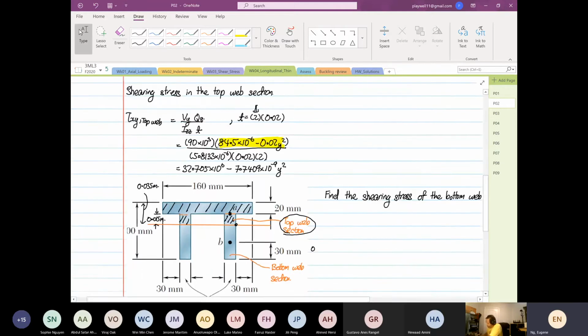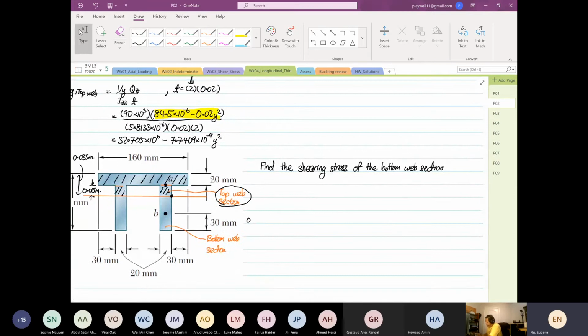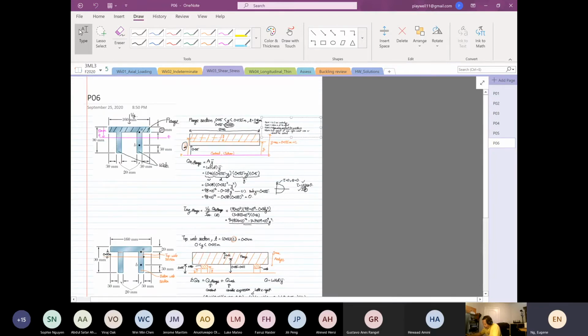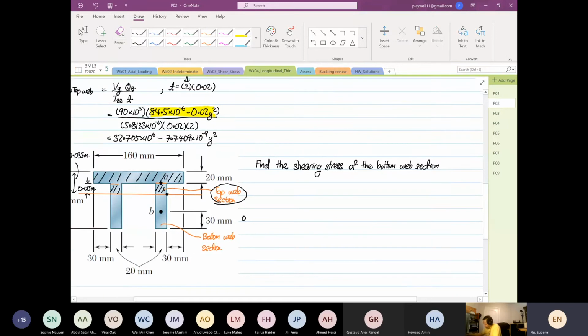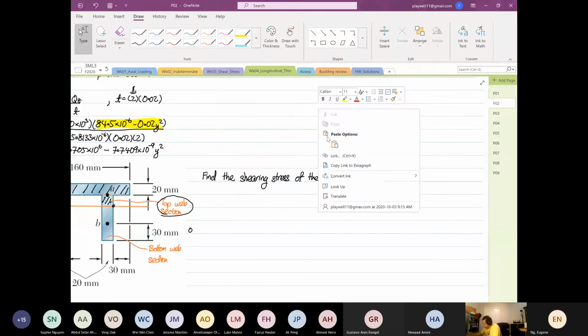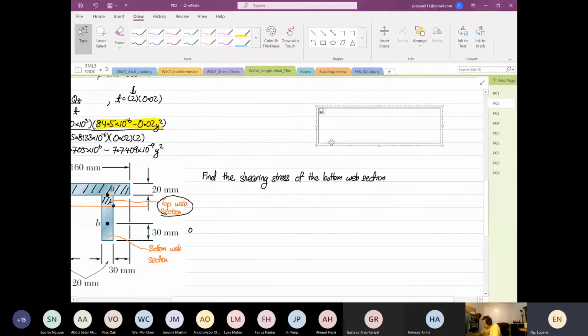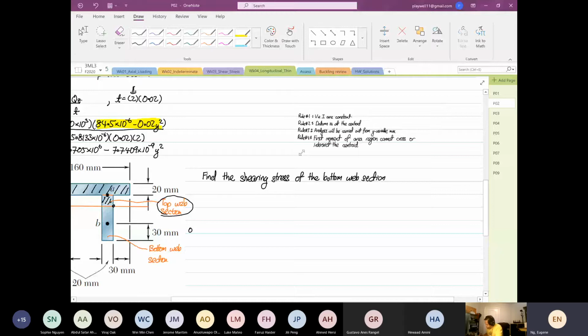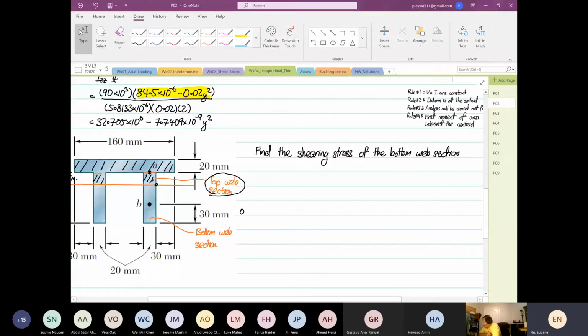Next, we're going to find the shearing stress of the bottom web section. Before I do anything, I am going to copy these rules and paste them here. It's small, but it is like my help sheet. Next, we're going to find the shearing stress.